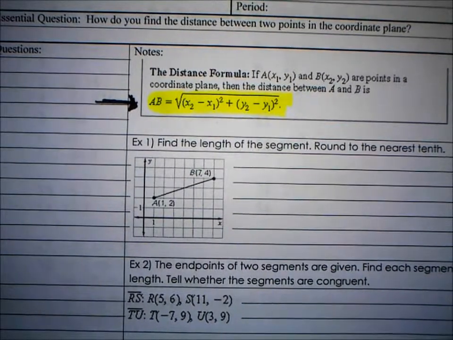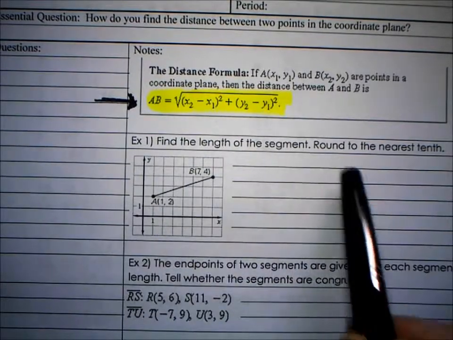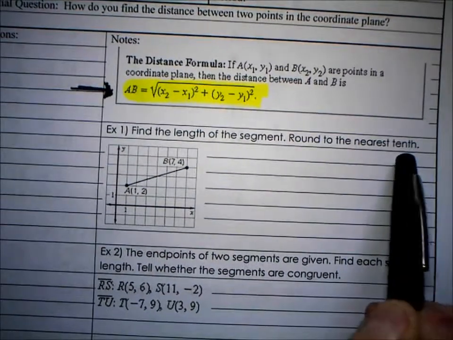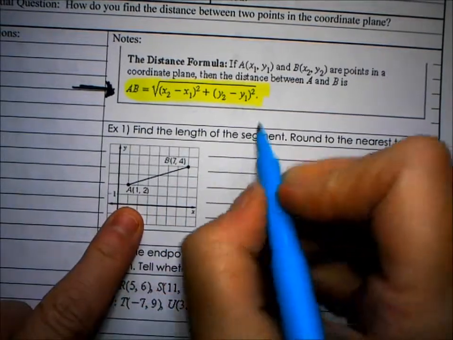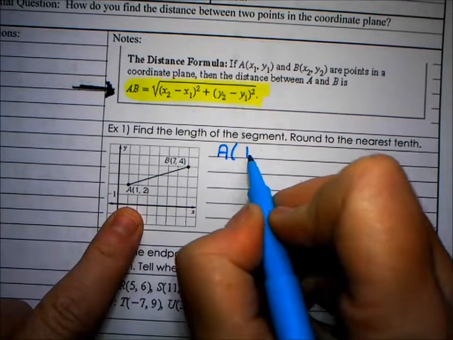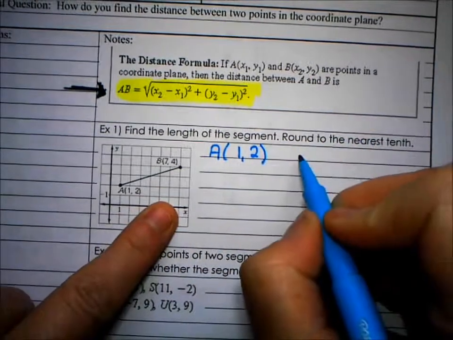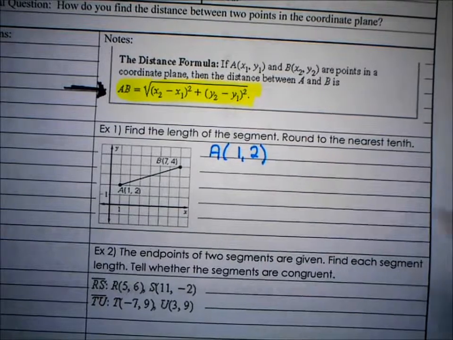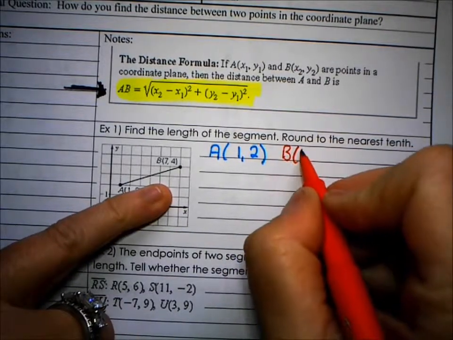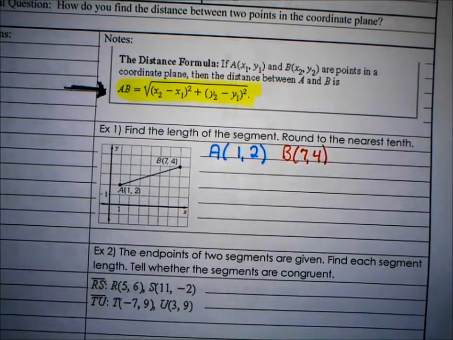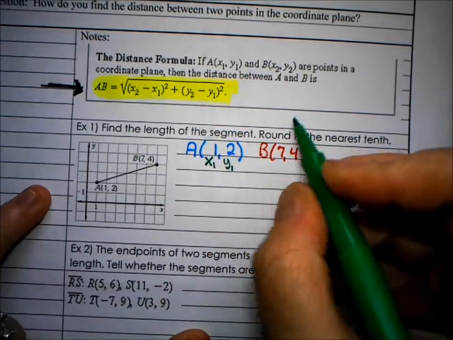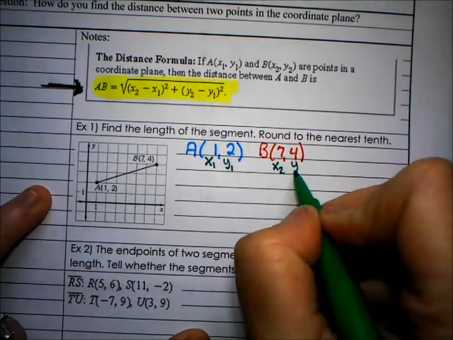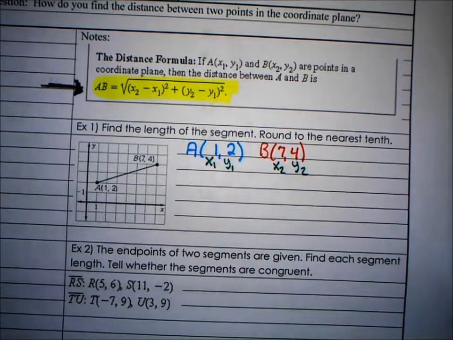Okay, on our first example here it says, find the length of the segment, round to the nearest tenth, which is 1 decimal. And I'm going to pull the points off so we can see it, that the first point is going to be 1, 2, and then our second point, I'm going to change colors, is B, would be 7, 4. And the reason I changed colors is so you can see how I label the points: x1, y1, and then x2, y2. And the reason is for the formula.